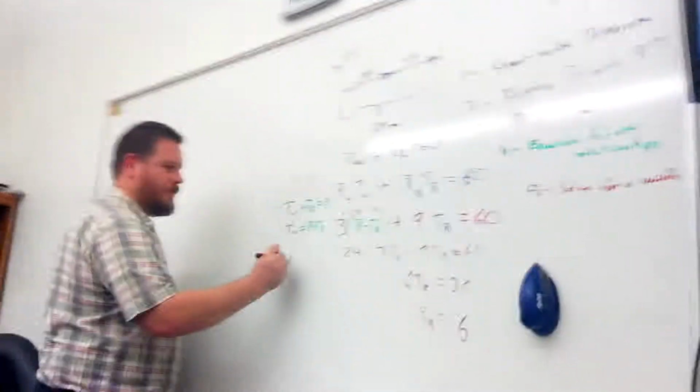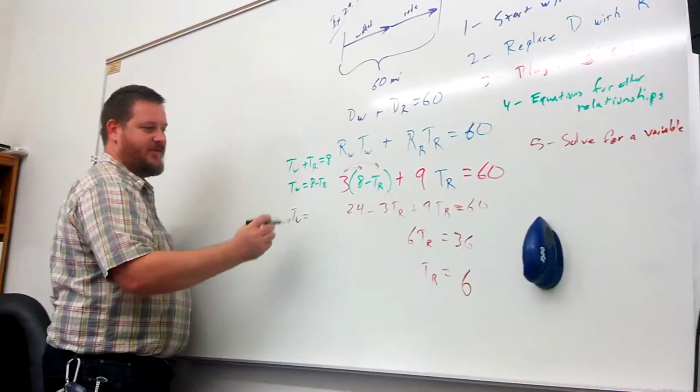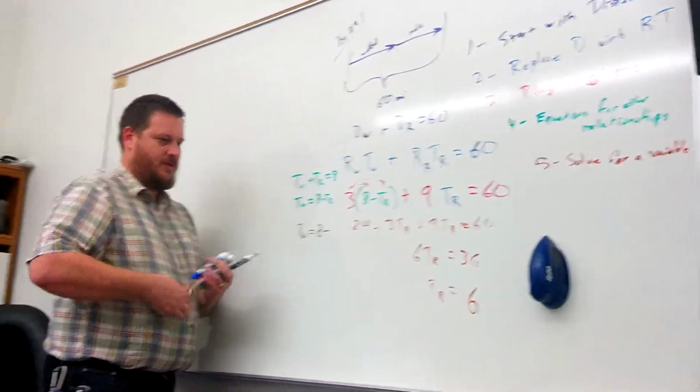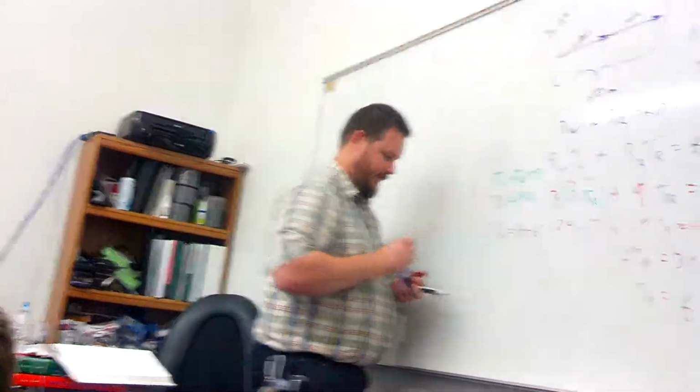Let's see, so we have TR. Here's the relationship between TR and TW. TW, which is what the question is ultimately asking for, is 8 minus TR. And TR, we just figured out, is 6.